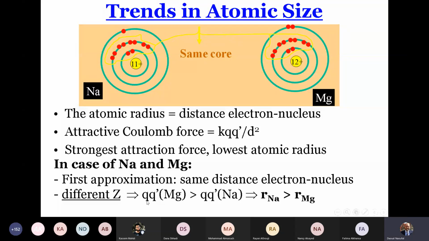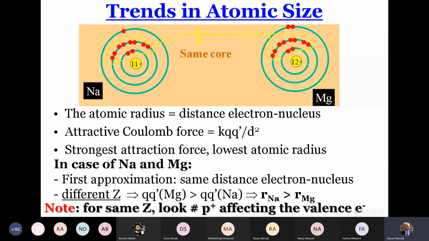What would happen when we have the same Z? If we have the same Z, this rule cannot be applied. For example, Cl and Cl minus. I compare the radius in Cl and the radius in Cl minus. The first, Cl, has Z equal 17. The second, Cl minus, has Z equal 17. So the rule I proved here cannot be applied in this case. We have to apply another rule: look at the number of protons that affect one valence electron.